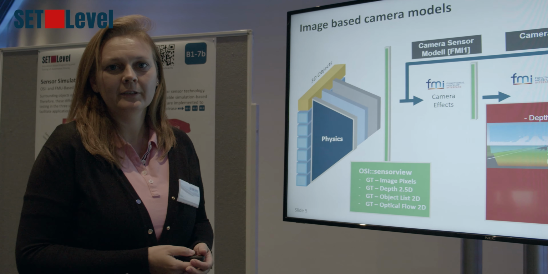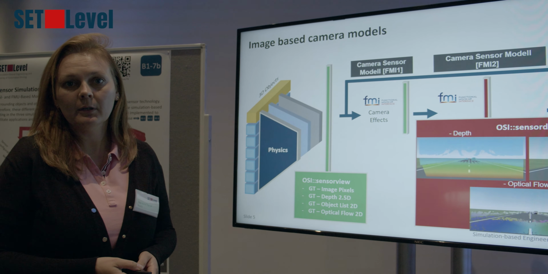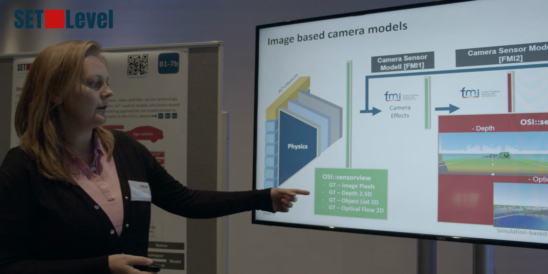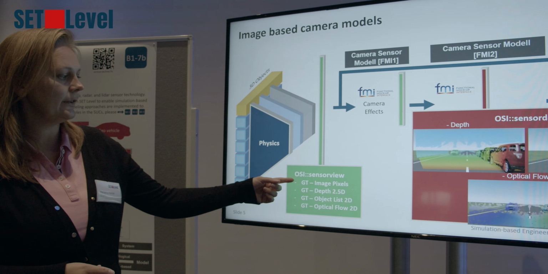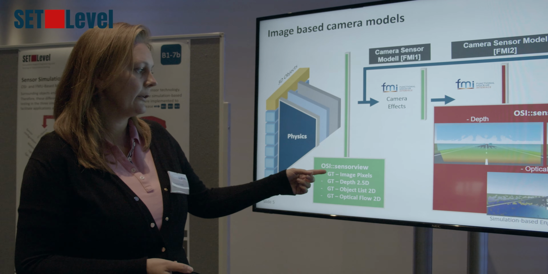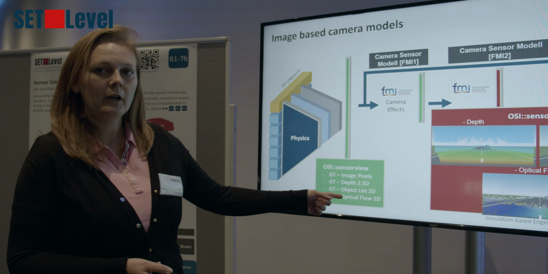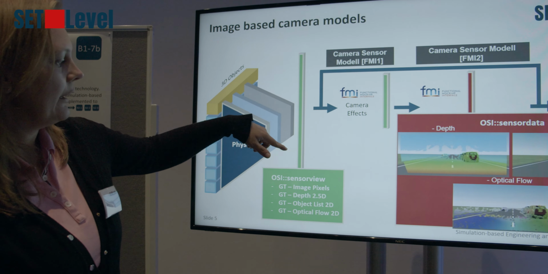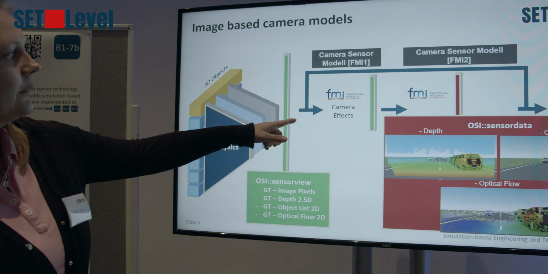Yes, let me introduce to you the concept of image-based camera model implementation. We are obtaining from our environment simulator our ground truth information using the interface sensor view. We obtain the ground truth information for the image pixels, the depth, the object list, and the optical flow. And the input is via OSI to our SMI1, which is our camera sensor model, with our specific camera effects like maybe blur, distortion, imager noise, for example, which is implemented.